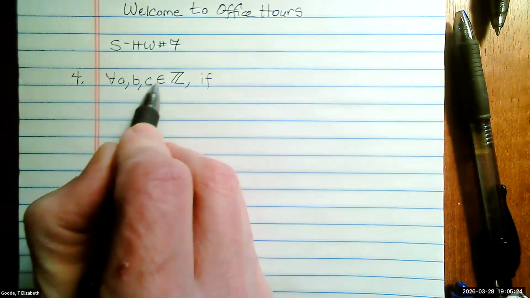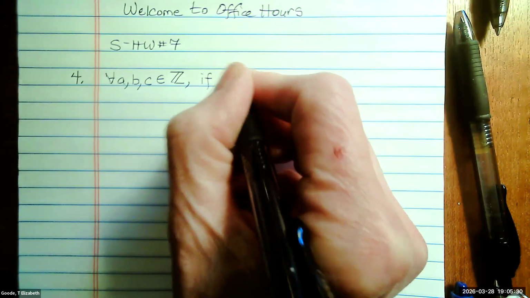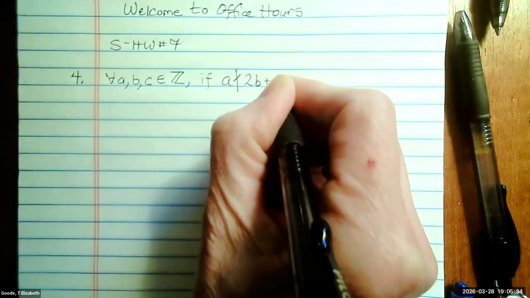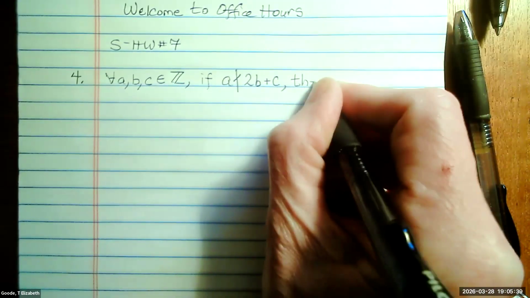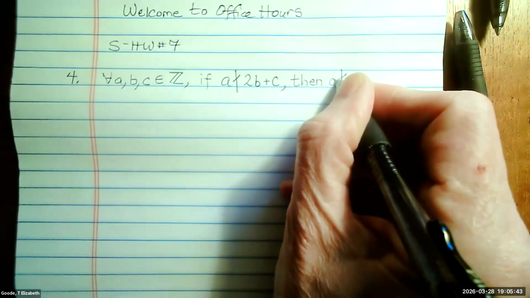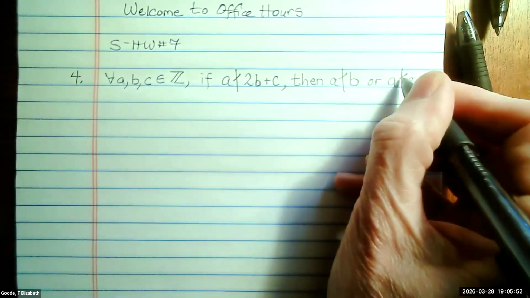For all A, B, and C in the integers, if A does not divide, oh, it does not divide B plus C. Now, you want to read the rest of it? Then A does not divide into B or does not divide into C. Thank you. Great. And that is really critical.